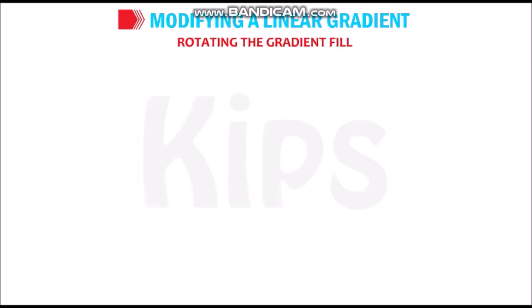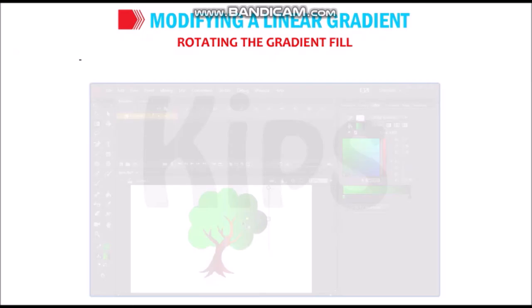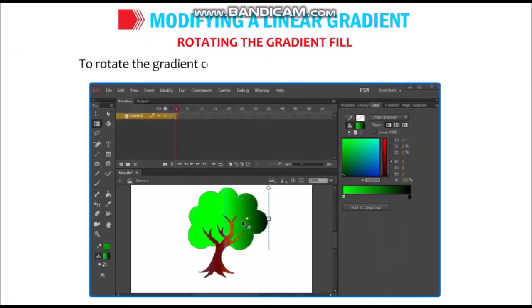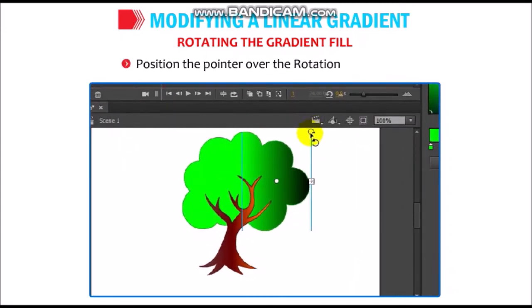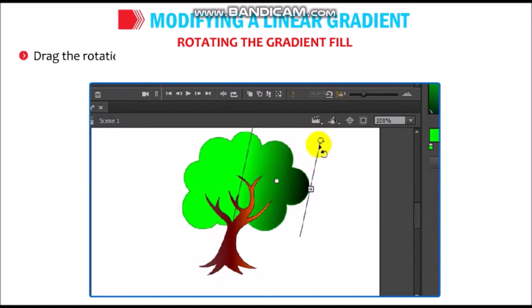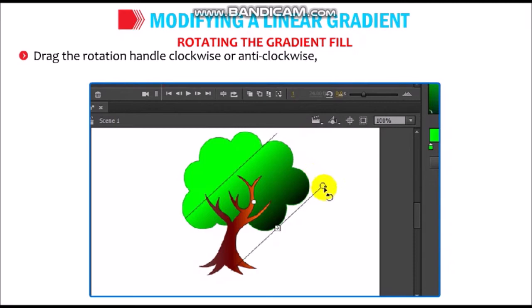Now your next topic is rotating the gradient field. To rotate the gradient color field inside a shape, follow these steps. Position the pointer over the rotation handle. The pointer shape changes. Now drag the rotation handle clockwise or anti-clockwise according to the need and observe the change.